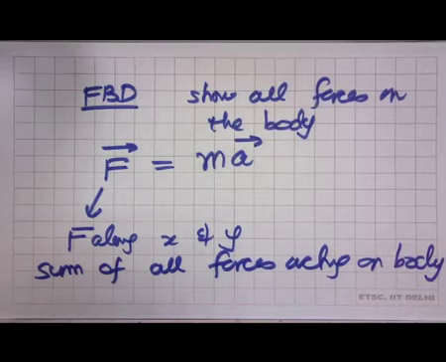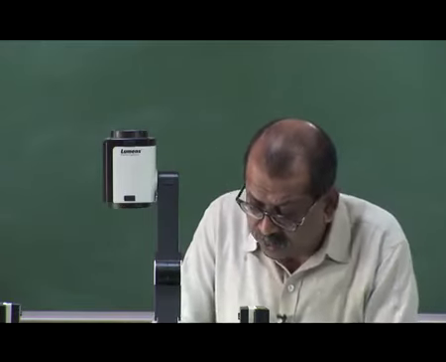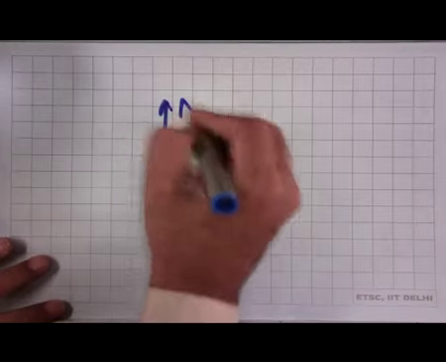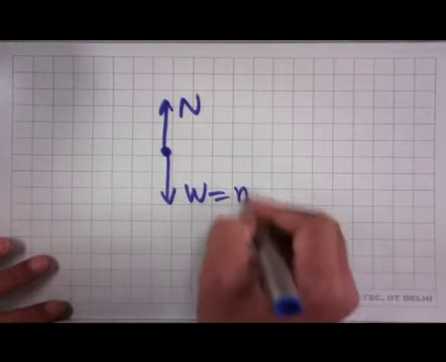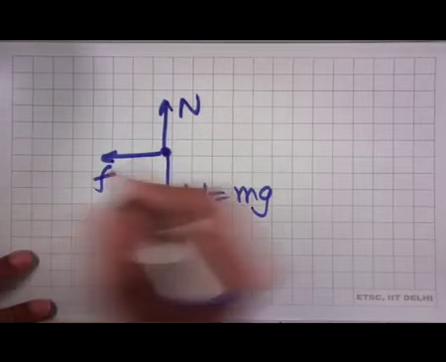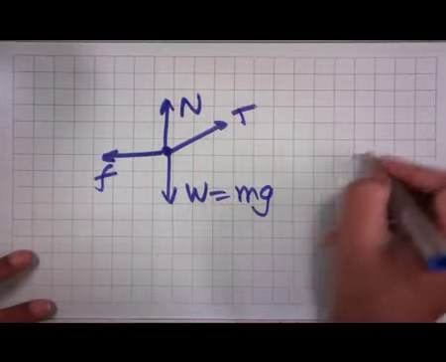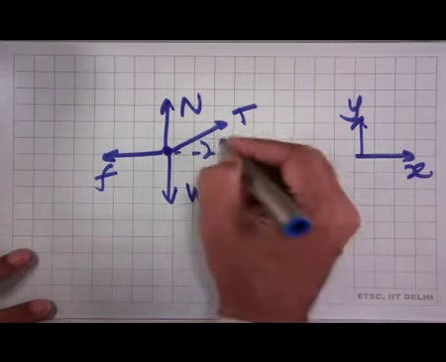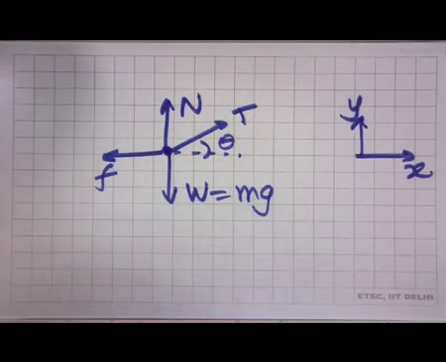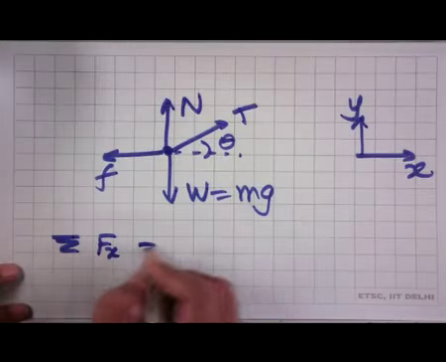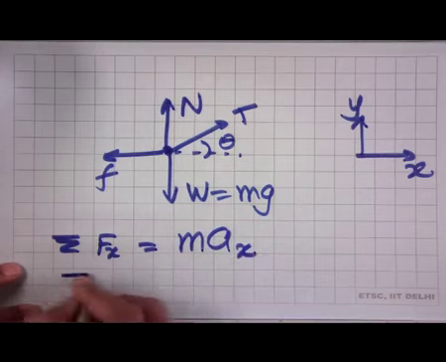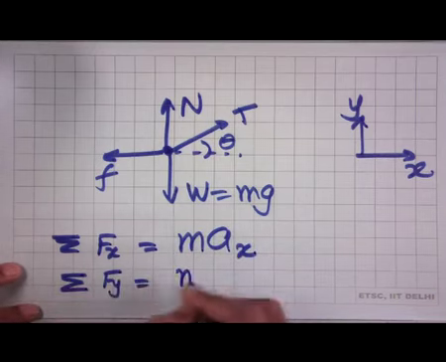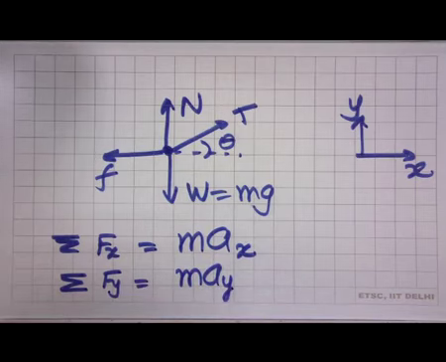So, for example, let us go back to this block, to this problem. We have drawn the free body diagram here of the block. There is this normal N, there is W which is equal to mg, there is a force of friction, there is tension, and in this problem suppose we choose x and y like this. Now, when I apply Newton's law to this body, I will put sum of forces in the x direction is equal to mass times acceleration in the x direction, sum of forces in the y direction is equal to mass times acceleration in the y direction.